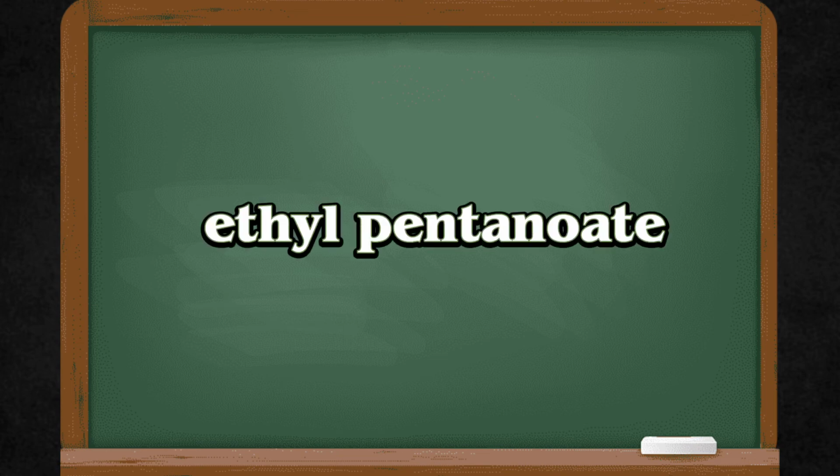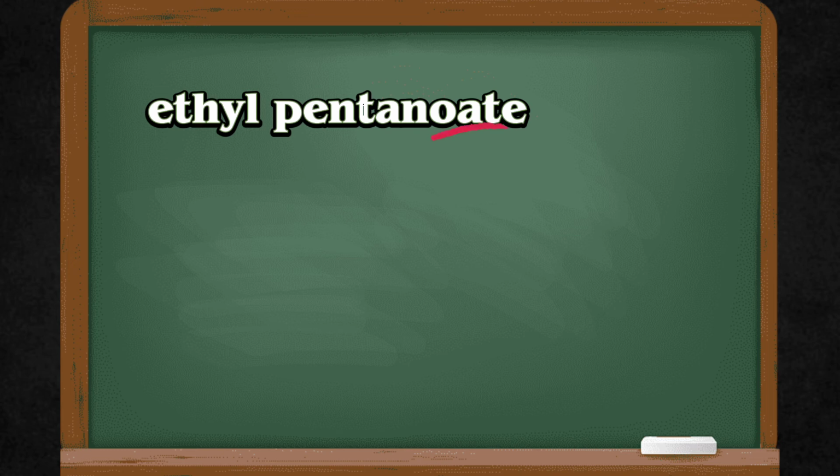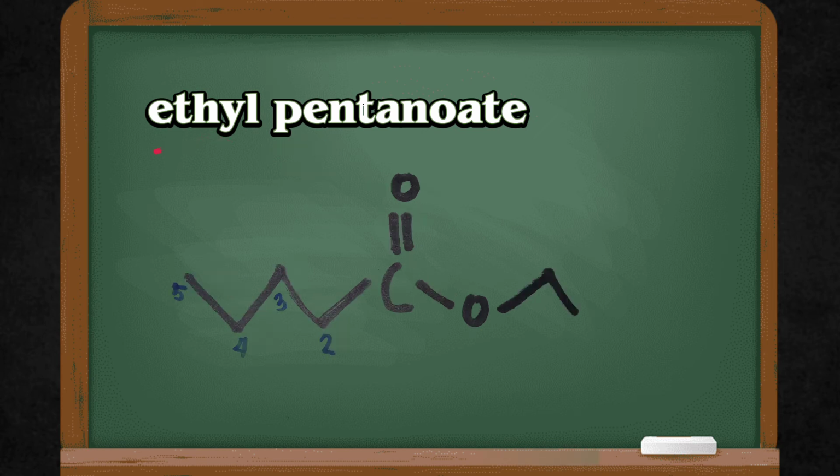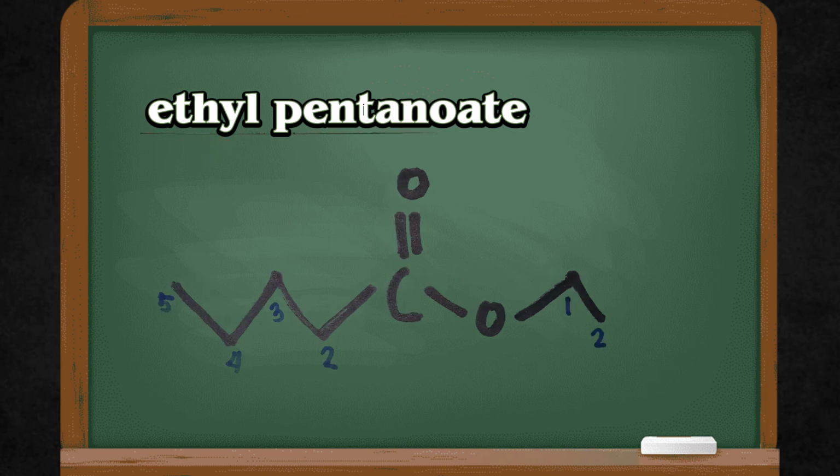So now I am going to draw the structure for ethyl pentanoate. The -oate here tells us that we have a functional group of COO, carbon, double-bonded oxygen, and single-bonded oxygen. The pent right here tells us that we have 5 carbons in the parent chain. The eth right here tells us that we have 2 carbons attached to our single-bonded oxygen. And that's how to draw a structure for ethyl pentanoate.